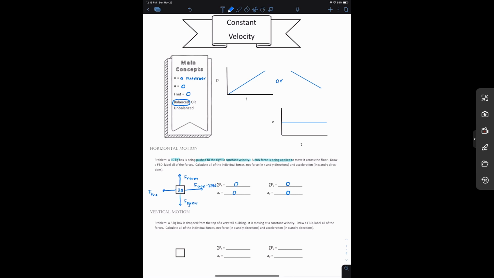All right, so now what do we have to figure out? Well, we can always figure out F gravity if we know the mass. So F gravity equals mass times g, which is going to be 30 kilograms times 10 meters per second squared, which equals 300 newtons. We know that this is balanced, so F grav equals F norm, which is also 300 newtons. We also know, since it's got to be balanced, that that applied force of 20 newtons has to be equal to the friction force of 20 newtons on the left side. And we're done. We've got all of our forces figured out. We have all of our accelerations figured out, and we can move on.